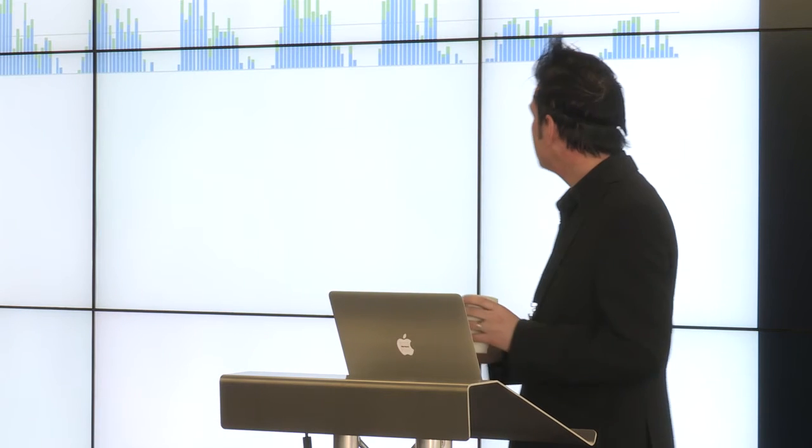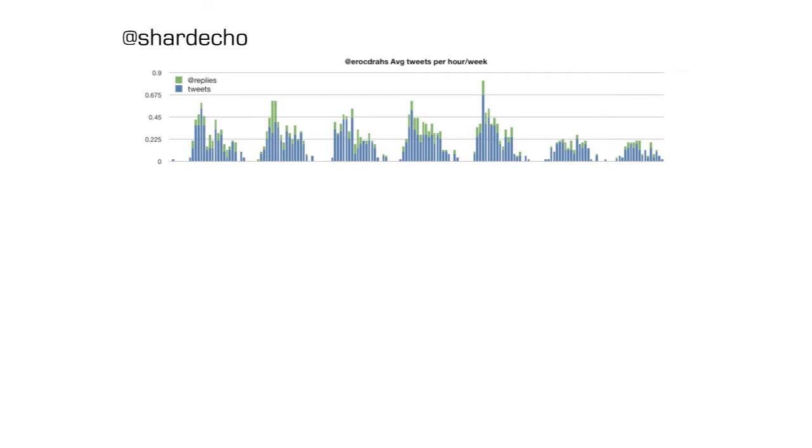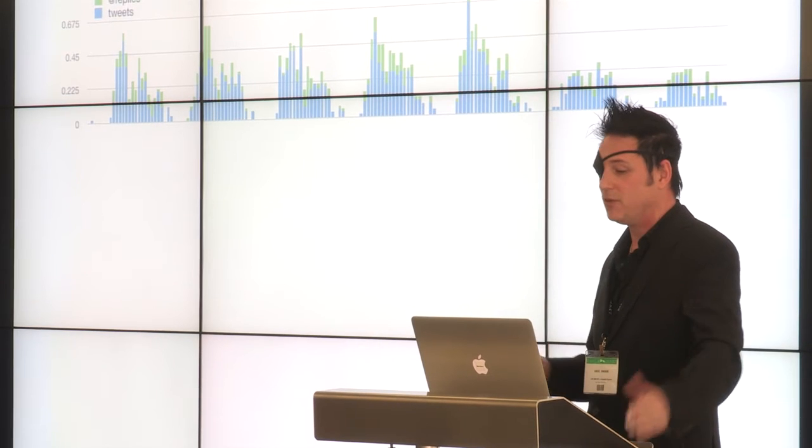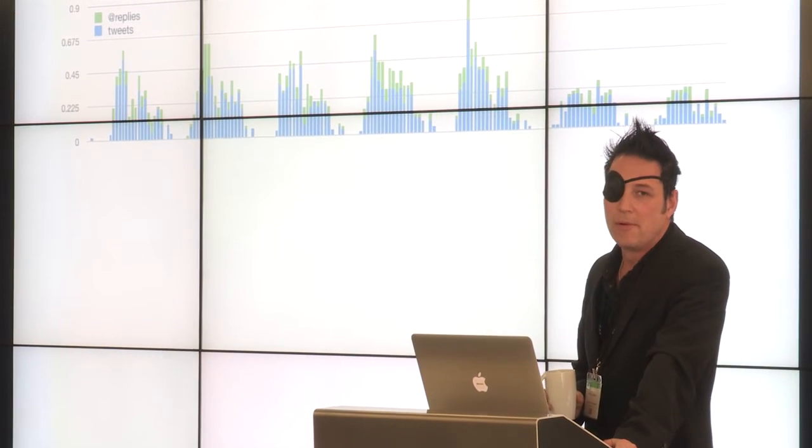All right, the third project. This is based on my data. Shard Echo is a Twitter bot based on me. Recently, Twitter allowed you to download the history of your activities on their social network, and they give you a nice, big, fat CSV file, I think, of everything that you said.